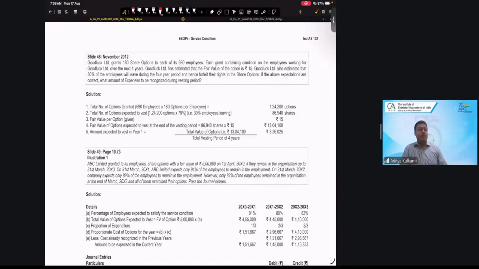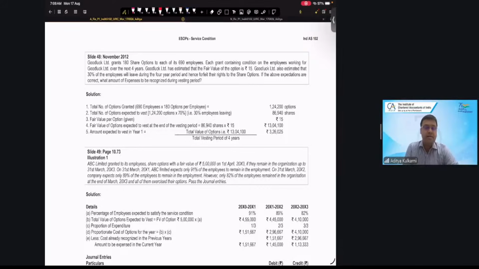Then you have fair value. What is fair value? This is the value of the option. In your examination, you will always be given the fair value. It is a forward-looking value, typically calculated using option pricing models like the Black and Scholes model or the binomial model. Whatever the scenario, you will use that to arrive at the fair value, and that becomes the basis for accounting for your employees' stock option plans.